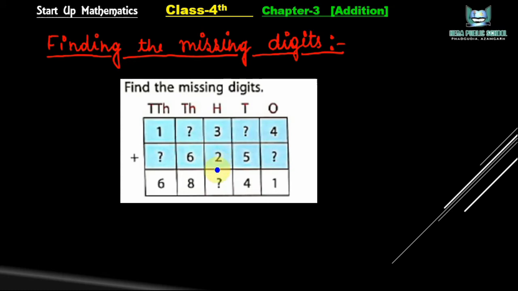In addition, how to find the missing digits? Let's see. We start finding the missing digits from the ones place. If you look at the ones place, here is 4 and in the sum we get 1. So which number should be added to 4 to get 1? If we add 4 plus 5, we get 9. If we add 6, we get 10. And if we add 7, we get 11. So 7 is that number.